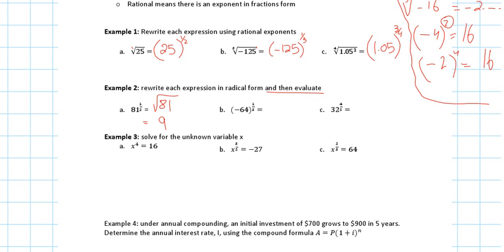How about negative 64 to the power of 1 over 3? Negative 64 cube root. So the cube root of negative 64, and what does that give you? Negative 4.